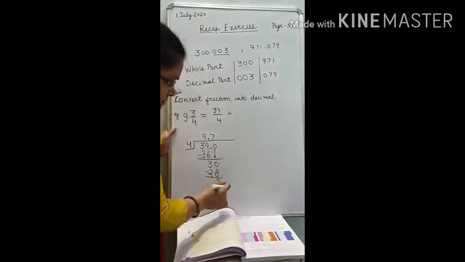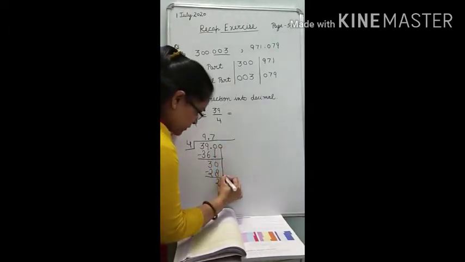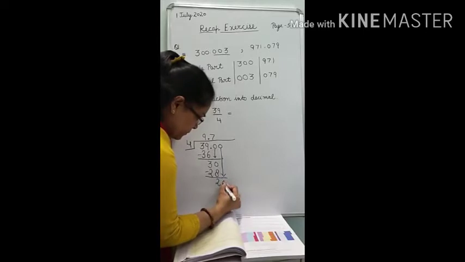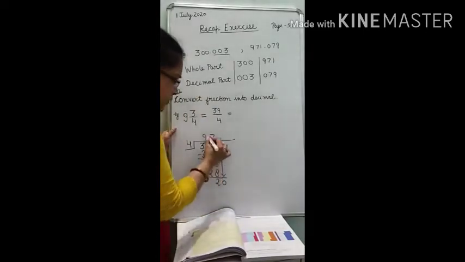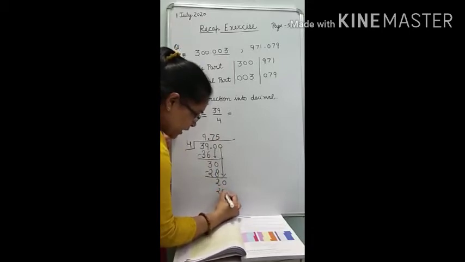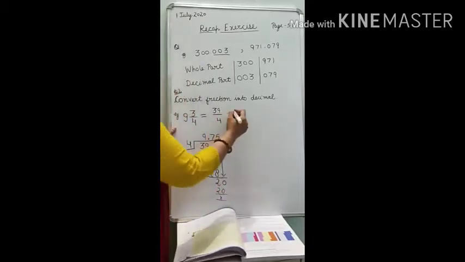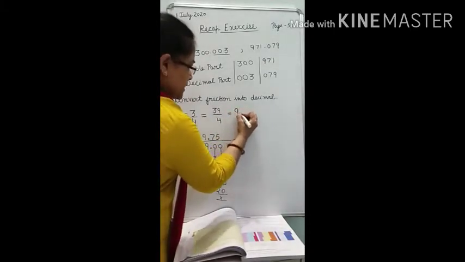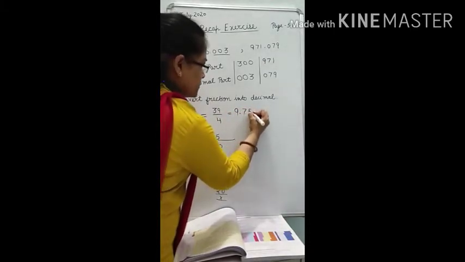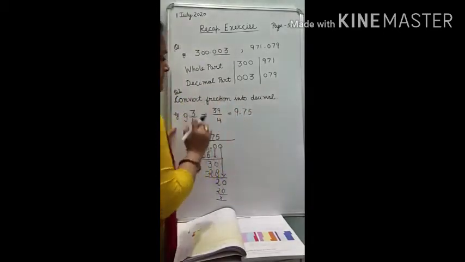Then because ये आपका full solve नहीं हुआ, we will increase one more 0 and we will shift that 0. ये decimal point हमेशा ऊपर shift हो जाता है. 20. Now we get the remainder 0. So the answer for this question is 9.75. This is the fractional number and this is the decimal number.